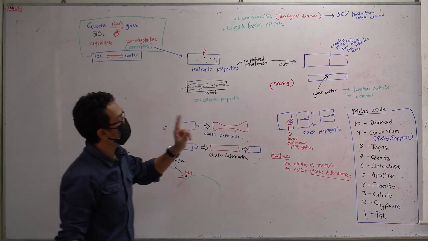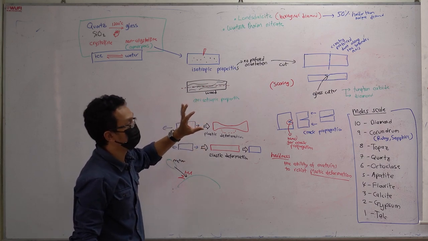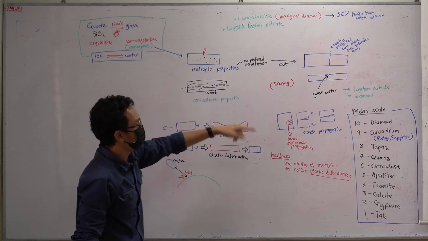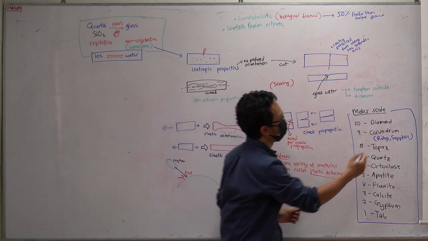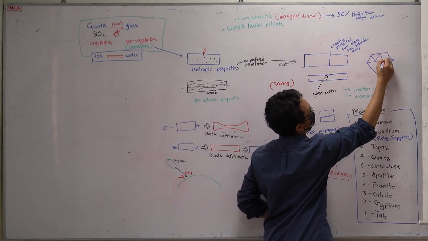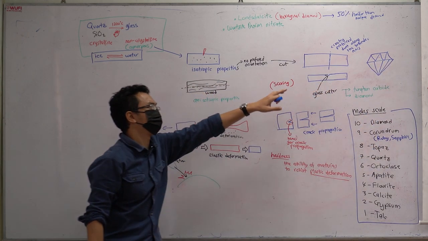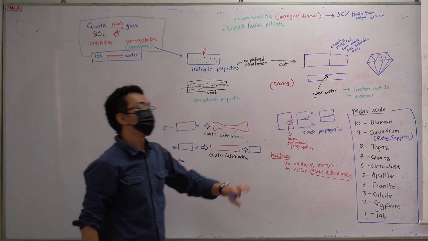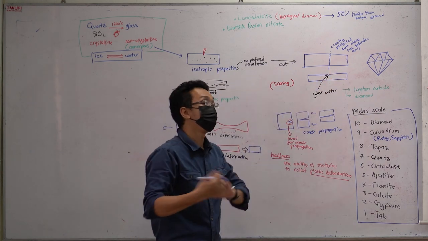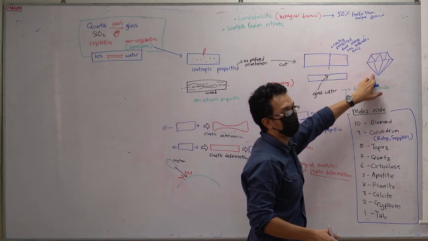Because diamond is hard, people use it in industry to cut and so on. For example, to cut a diamond into this stone, you need to use diamond to cut the diamond. They use diamond to cut diamond because there is nothing harder than diamond. So they use diamond to cut the diamond.